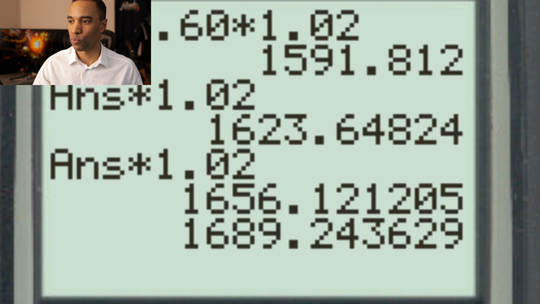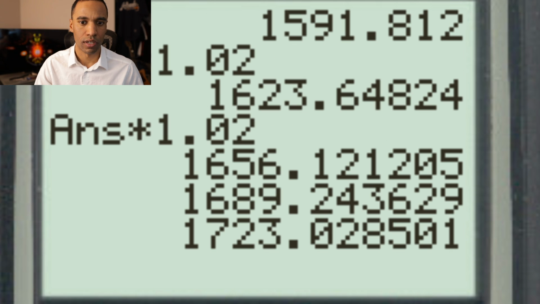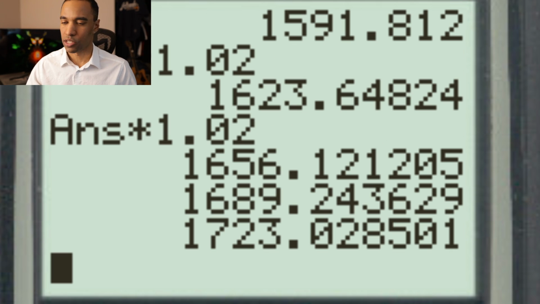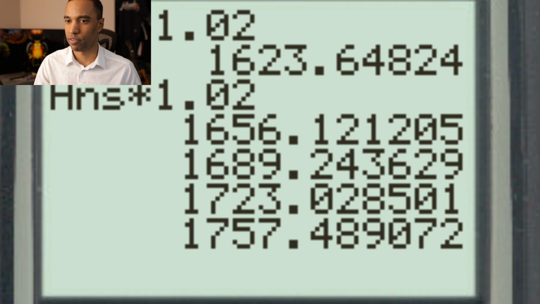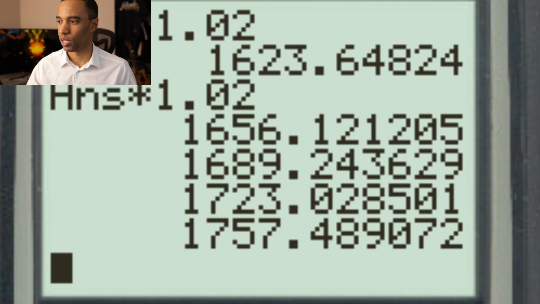Now, before this other one goes away, actually some other ones might pop up. I have 2 more to write in, so I'm going to do, this is fine. This is perfect. Okay, 1723.02, and lastly, 1757.48.